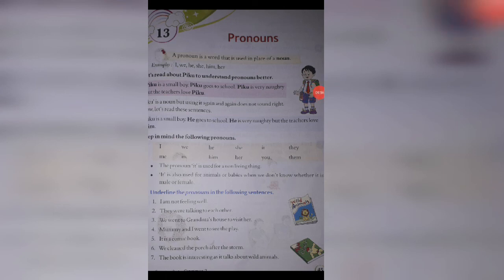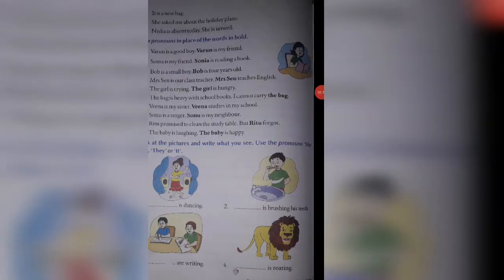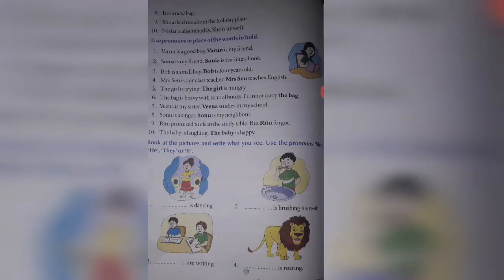Now let us turn the page. It is a new bag. It is used for the bag. Bag is a thing. Underline it. In the previous one, number 7, it is the pronoun. So you have to underline it. And number 6, we is a pronoun.